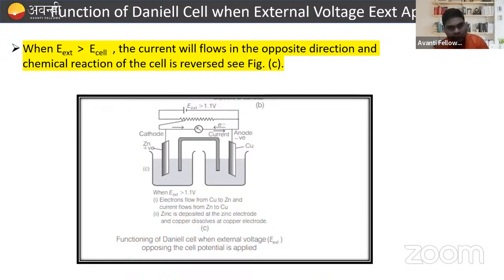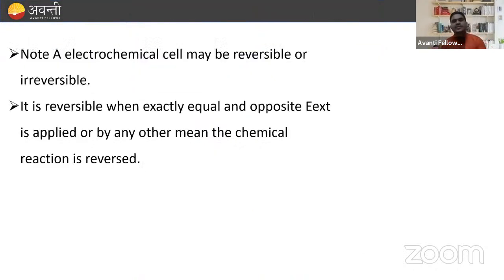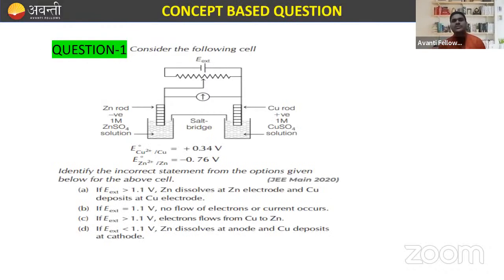And the chemical reaction of the cell is reversed. So just remember this, this is a very, very important thing. Note, an electrochemical cell may be reversible or irreversible. It is reversible when an exactly equal and opposite E external is applied, or by any other means the chemical reaction is reversed, right? So note, an electrochemical cell may be reversible or irreversible depending upon what external voltage you apply.